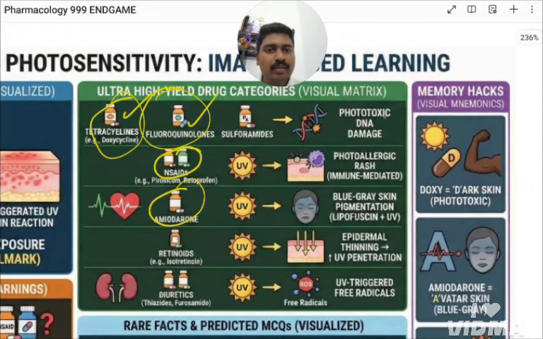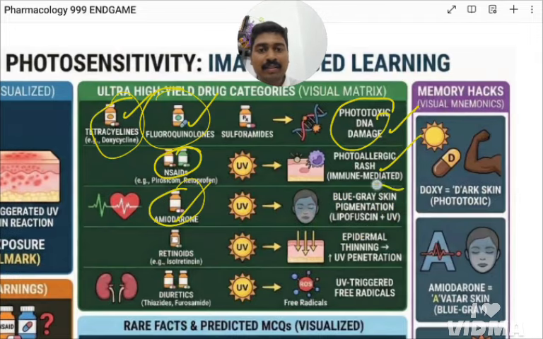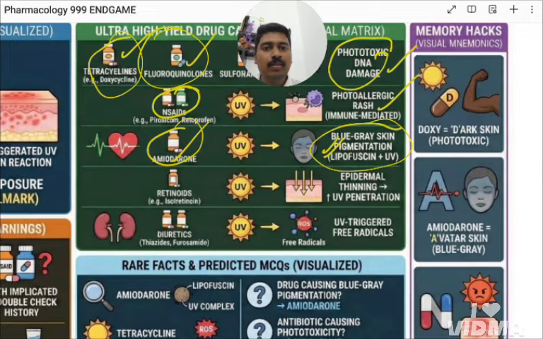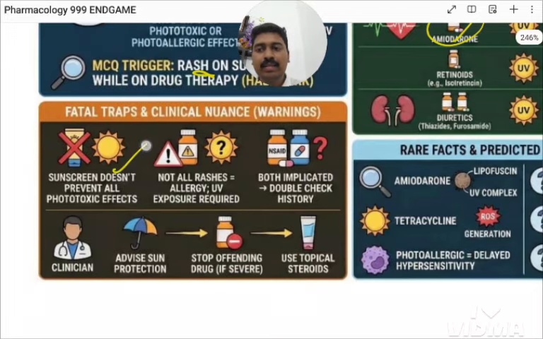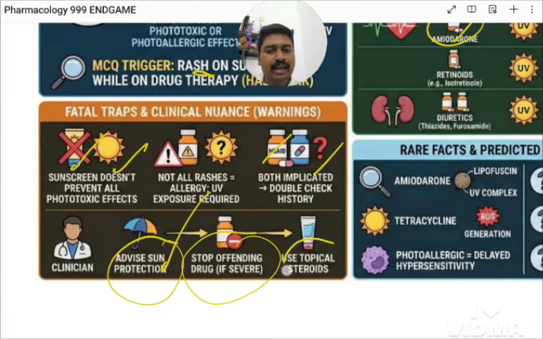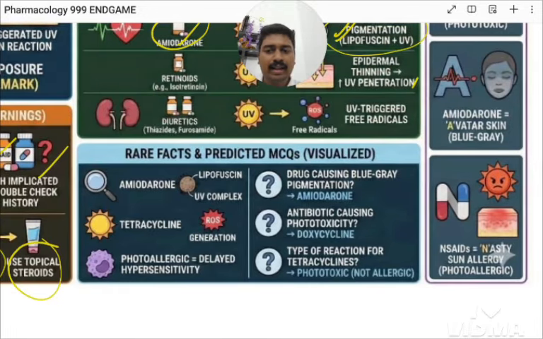So what do they cause? They cause phototoxic DNA damage, allergy, and blue-green pigmentation is caused by amiodarone. Just remember this: amiodarone, which is an anti-arrhythmic, causes blue-green skin pigmentation. The rest you don't have to remember. Next important point: sunscreen doesn't prevent all phototoxic effects. These can be all or none type of questions asked in INICET. Not all rashes are allergy; UV exposure is required. Both are implicated. So just read these things. Advise sun protection, stop the offending drug, and use topical steroid. This is the treatment you give.